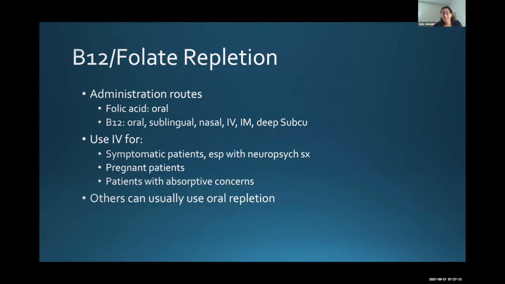As we're using IV, it's going to be typically if we have those neuropsychiatric symptoms that we really need to intervene on very quickly, or again, those pregnant patients where we really just want to get them replete. And IM would give you the same kind of absorption as the IV, and typically I've seen that preferentially used.